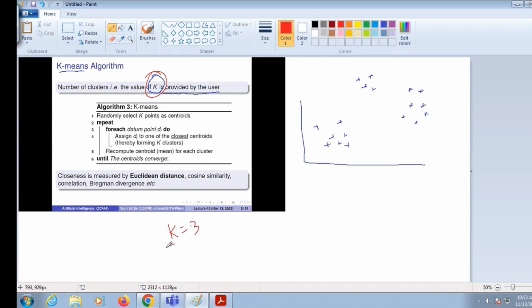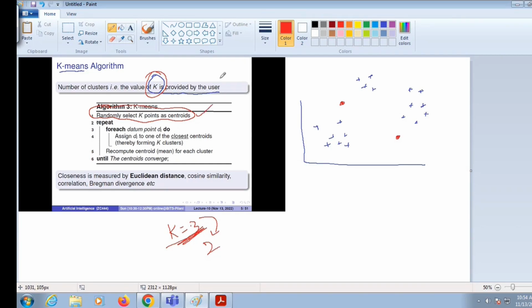Let's assume I don't know, so I take two only. The algorithm says to randomly select k points as centroids. K points, not the data points. So I select k points at random locations. I say this is one location and this is another location. These are the k locations. This is the first step.